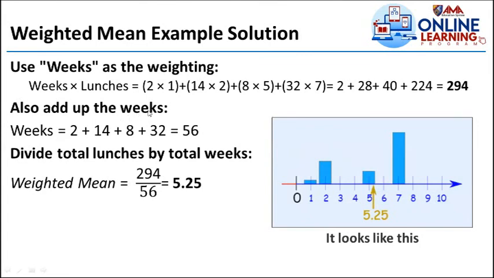Also, add up the weeks, no? We have 2, 14, 8, and 32. The answer is 56. So therefore, if we're going to compute for the weighted mean, we're going to divide 294 by 56. So the answer is 5.25. So ito po yung weighted mean po natin. Pag titignan po natin, it looks like this, no? This is our data. Okay? Then ito yung magiging mean po natin.